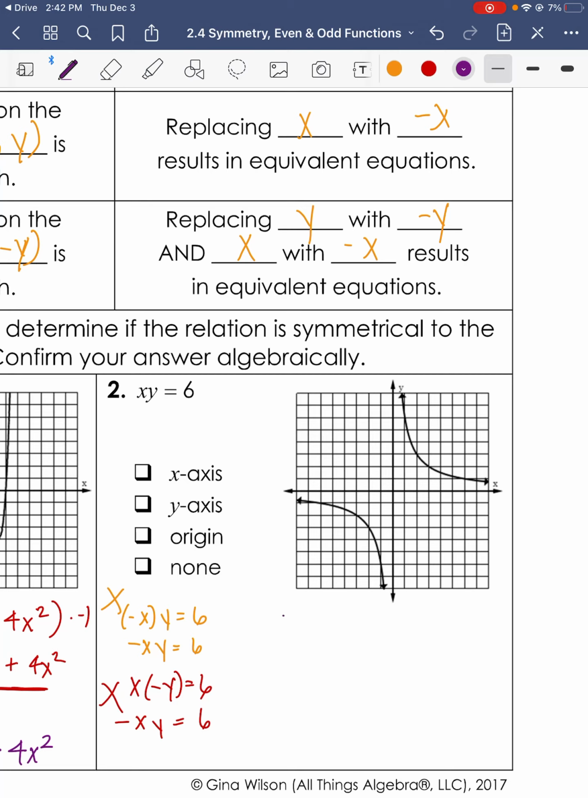And then we can replace both of them. Negative x times negative y is equal to 6. This is equal to positive xy is equal to 6. This is the same as the original equation, so we do have symmetry about the origin there.